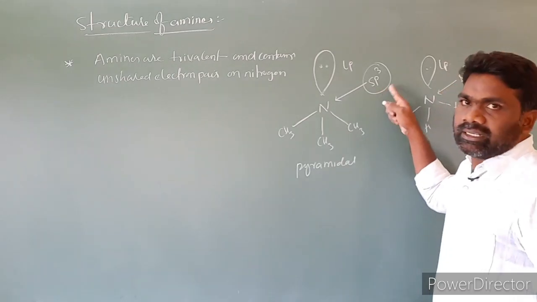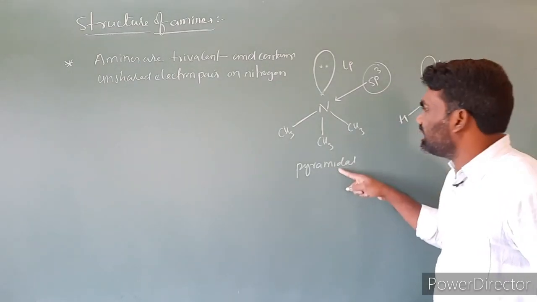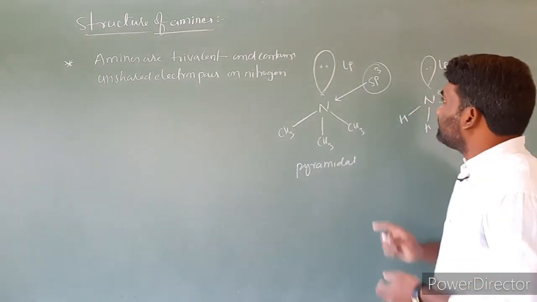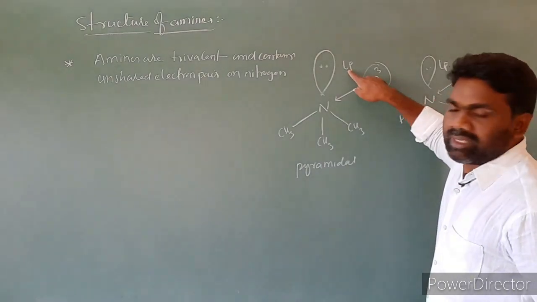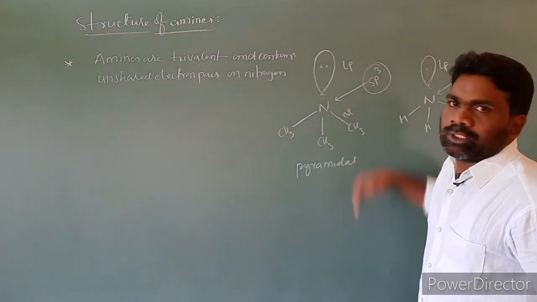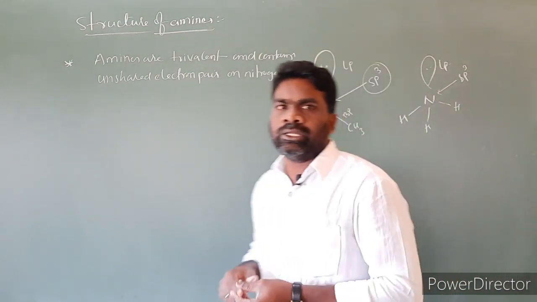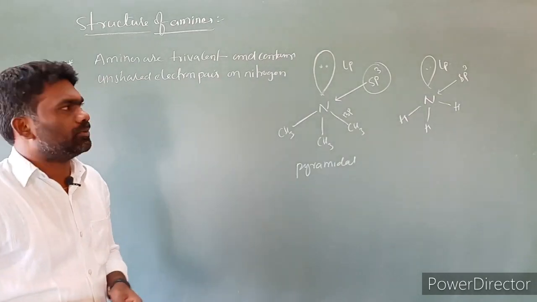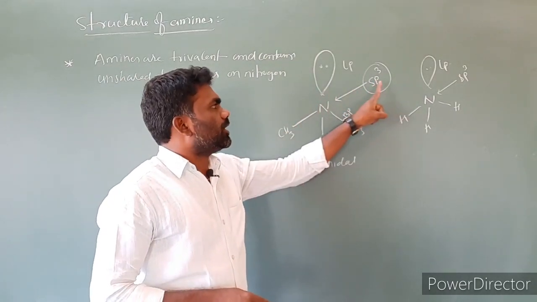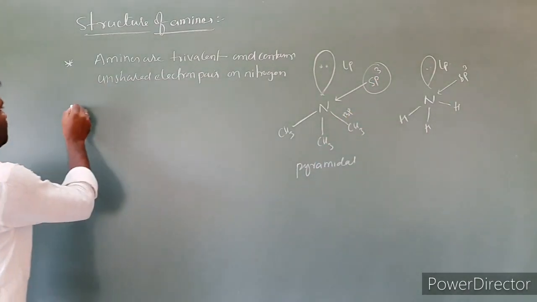If the molecule contains sp3, generally the molecule is tetrahedral, but in this case amines as well as ammonia are pyramidal in shape. The reason is the lone pair of electrons and the bond pair. Due to lone pair bond pair repulsion, the structure becomes pyramidal, not tetrahedral. This is point number 2. Amine nitrogen undergoes sp3 hybridization and the shape of the molecule is pyramidal.